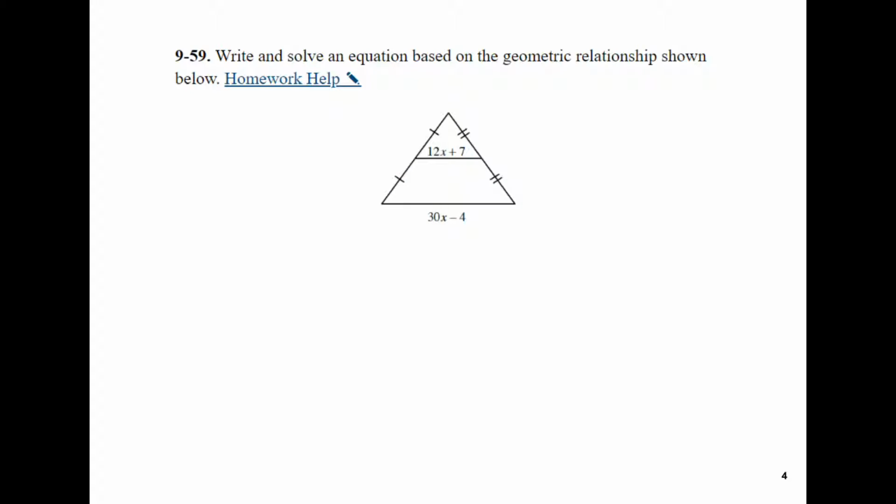9-59 says write and solve an equation based on the geometric relationship shown below. So knowing that our sides are congruent, we can assume that our base is 2 times the base of our smaller triangle. So if we write 2 times 12x plus 7 and set that equal to 30x minus 4, 2 times 12 is 24x plus 14.